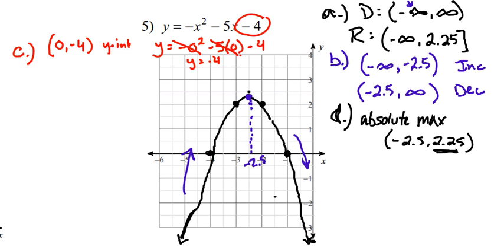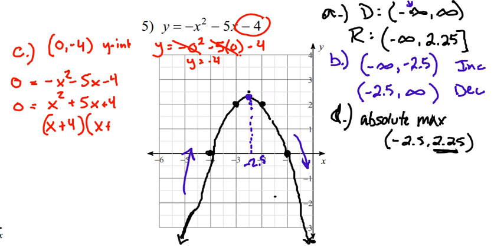X-intercept, as we know, is a little more difficult. One thing you can do to find it is to set y equal to 0, negative x squared minus 5x minus 4, and solve for x. So I'm going to divide by negative 1 first because I like these things to be positive. And this factors very easily. X plus 4, x plus 1, factors of 4 that add up to 5.